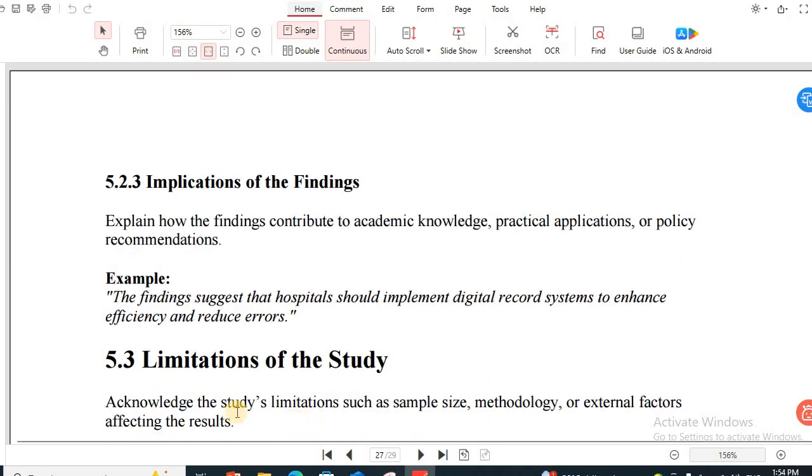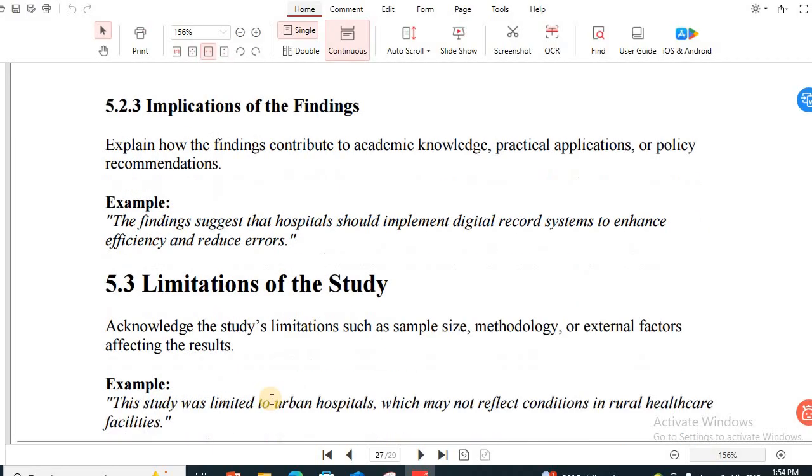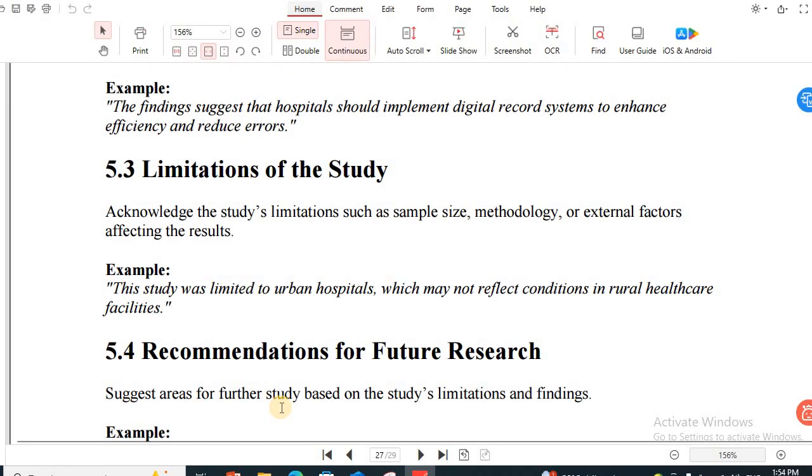that. 5.3, Limitations of the study. Acknowledge the study is limited, such as sample size, the methodology, external factors affecting the results, and here is an example of how to say this.